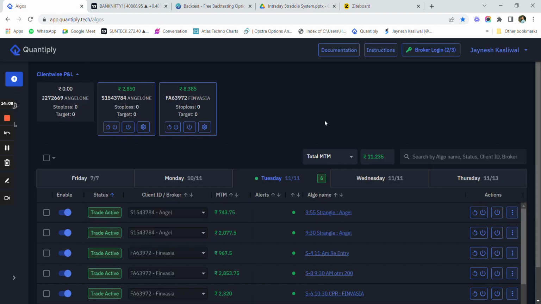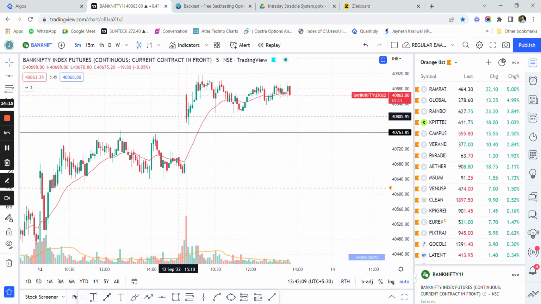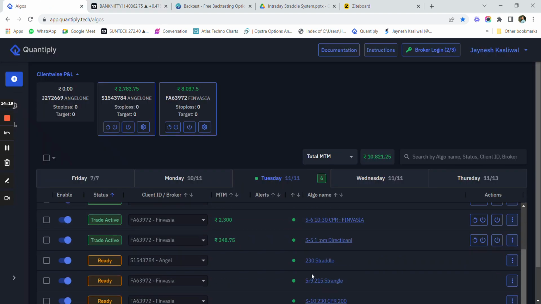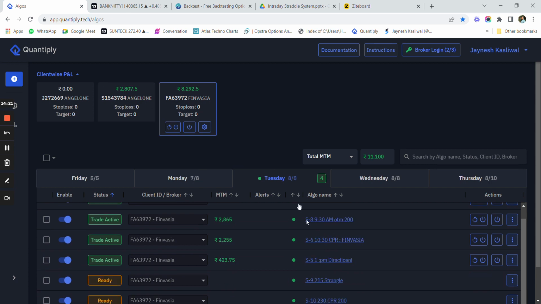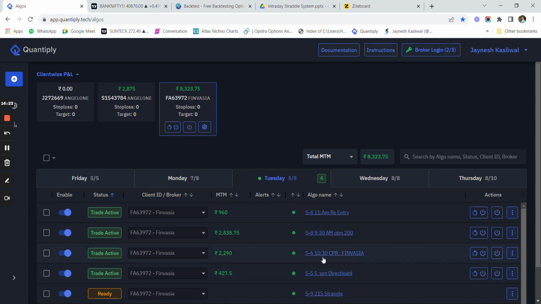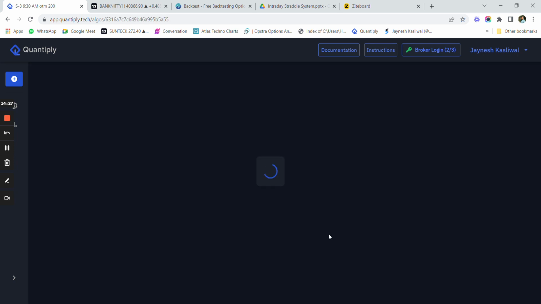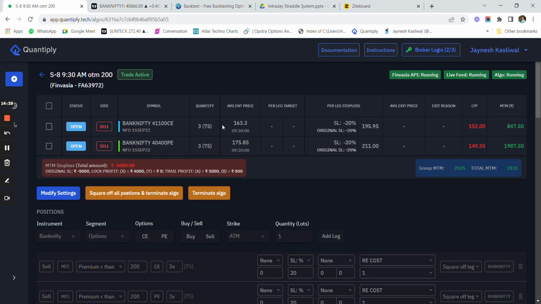Now as you can clearly see, my current profit is running at around 10,700 basically, as the market has been completely sideways from morning, and hence I have got good theta decay in all of my strategies. So just to show you, I have given you an example right now where I am shorting around 200 points option.